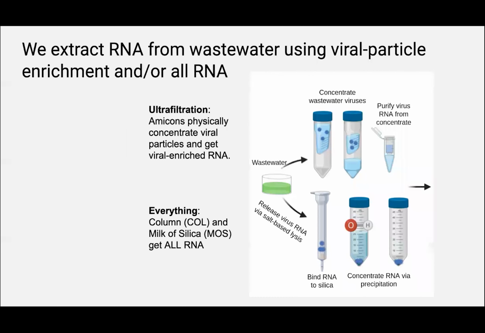In general, as we look at some of the protocols that we've developed here, and that have been developed at other places, we're usually extracting from somewhere between 40 to 100 mils of wastewater at a time. We worked with three different methods and two broad categories of methods for extraction. The first is what's known as ultrafiltration. This is where you use columns and filters to physically enrich for viral particles via centrifugation. Viral particles accumulate above the filter, and you are concentrating several mils down to less than a mil, maybe 200 microliters, that you then purify RNA from.